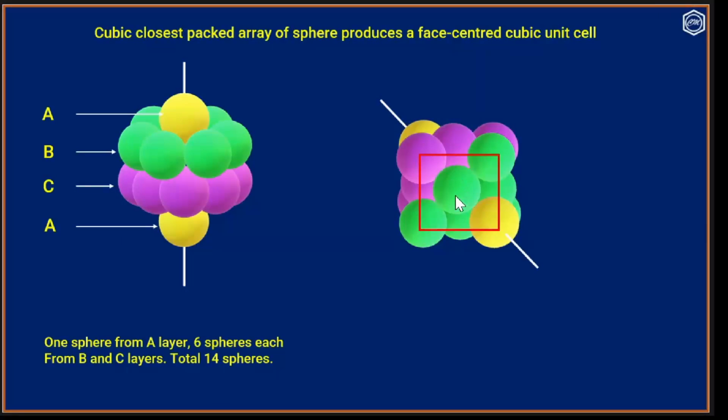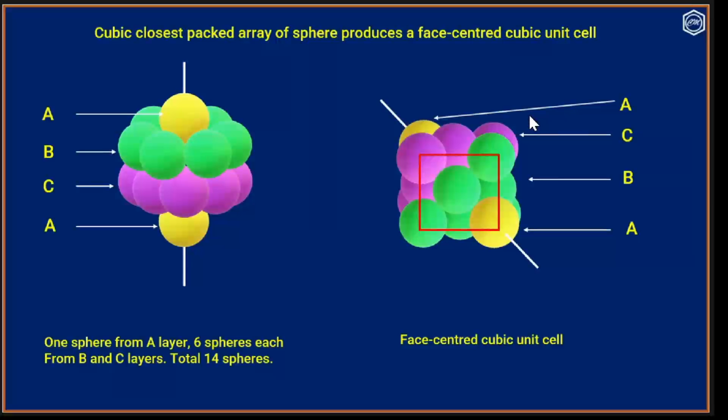And now this green atom is at the center of this face. And this is a face-centered cubic unit cell. And this is the A layer, and this is the B layer, and this one is the C layer, and again the A layer. So it shows that a cubic close packing is the same as the face-centered cubic unit cell.